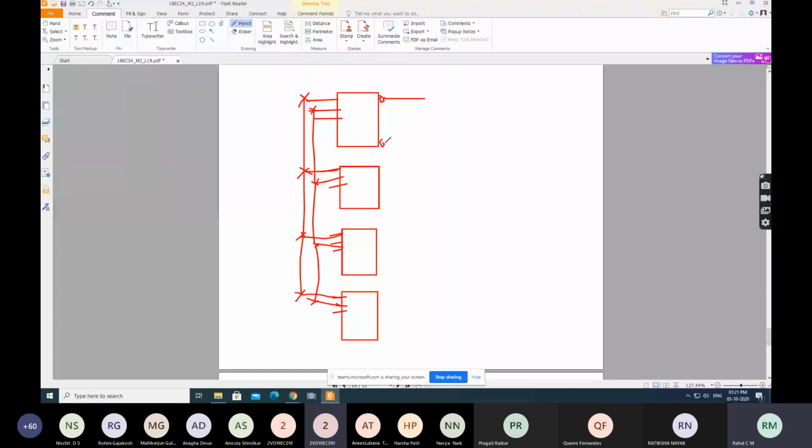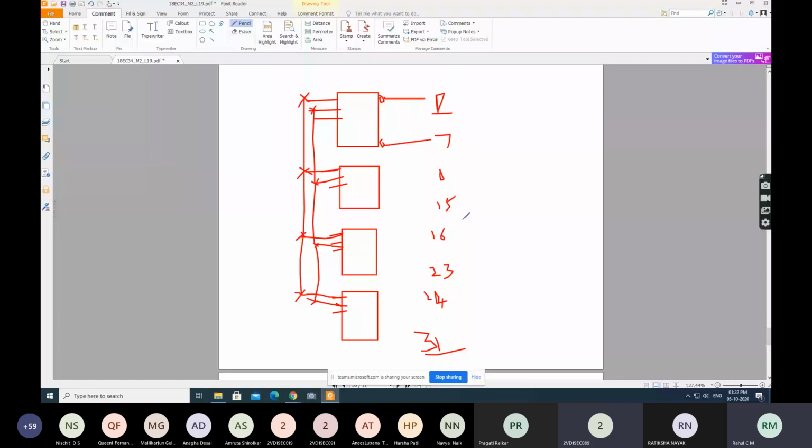Similarly, see. How many output lines am I having? 32. Here 0 to 7 you get. Here how many do you get? 8 to 15. Here 16 to 23. Then 24 to 31. How many pins? 31. It starts from 0, so it ends at 31. Understanding? So I got the output clarification that it has 32 pins. Yes or no?